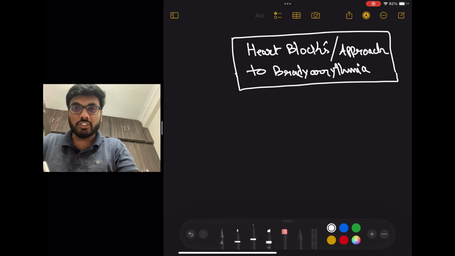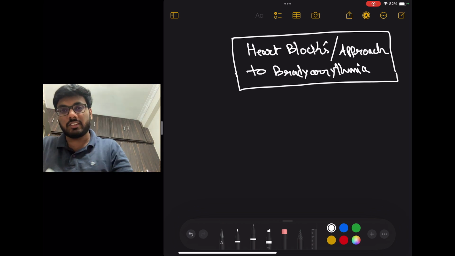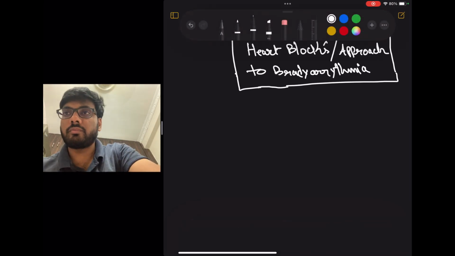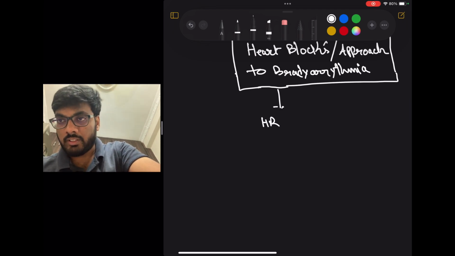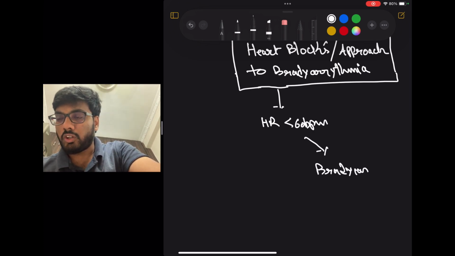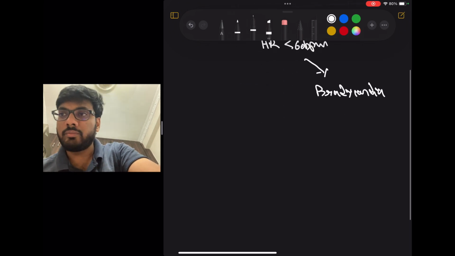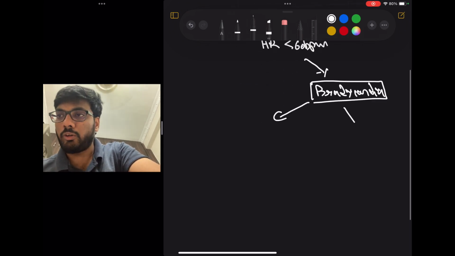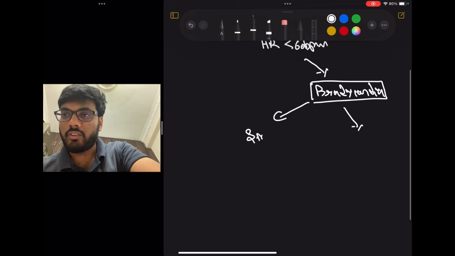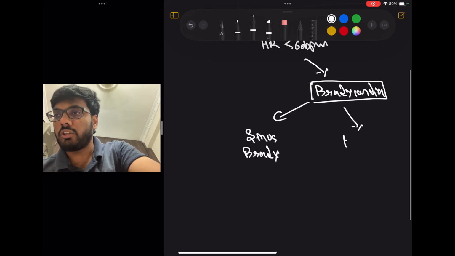Today we are going to discuss heart blocks in 10 minutes. Let's begin the session. When the heart rate is less than 60 beats per minute, we call it bradycardia, correct? The causes of bradycardia could be either sinus bradycardia or heart blocks. So one reason is sinus bradycardia. The other reason usually could be heart blocks as well.